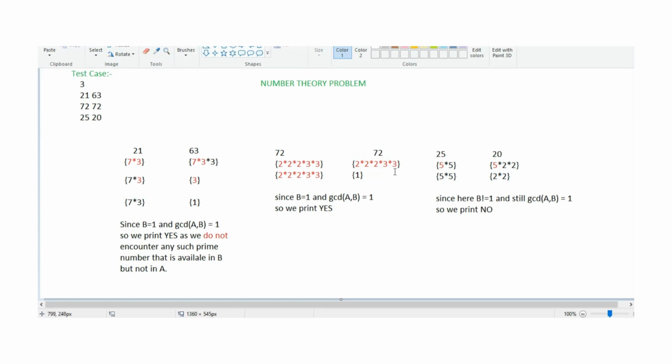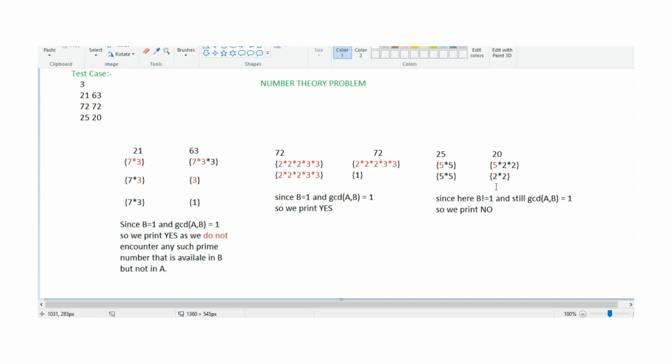Let's see the third case. Here we are given A and B as 25 and 20. Here the prime factors of 25 are 5 into 5, and for 20 it is 2 into 2 into 5. The common part is 5, so we will remove 5 because this will always divide 25. We got 2 into 2.